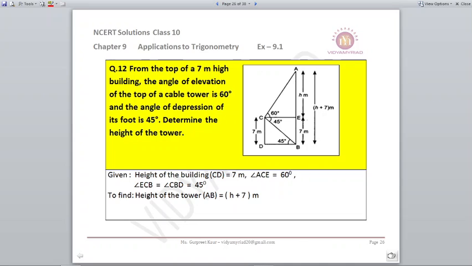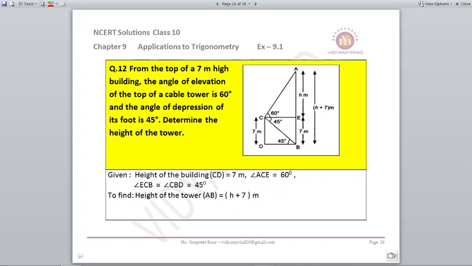Now we have a building and a tower with us. The height of the building is given to us as 7 meters. That is, if I take CD as 7 meters, that means EB is also 7 meters. And we have to find out AB, the height of the tower. Whole AB is the height of the tower, but we know EB is 7, so we can find out AE.